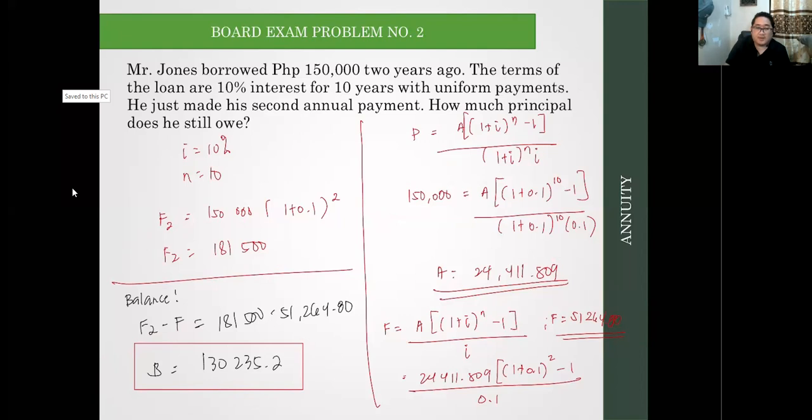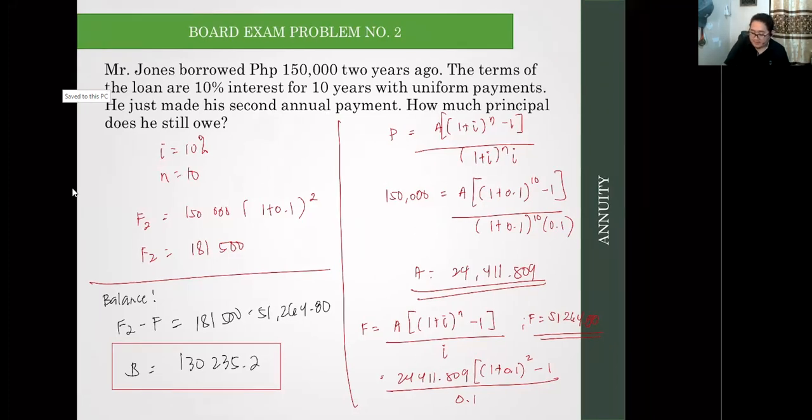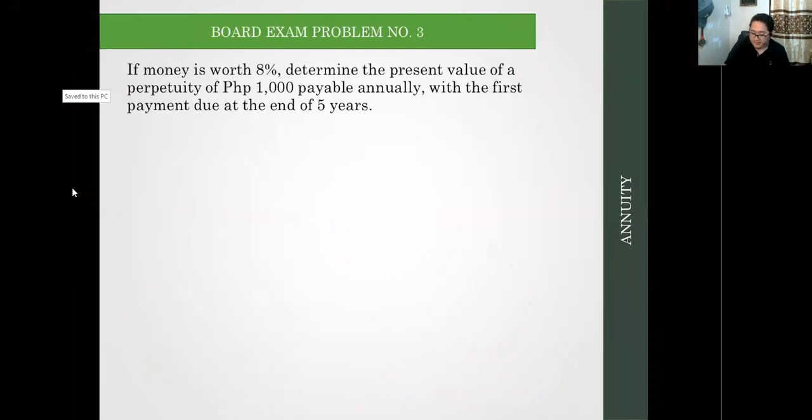Okay? Tama ba? The terms to loan 10%. Yes, tama na. Okay? And then another one. So if money is worth 8%, determine the present value of perpetuity of 1,000 payable annually with the first payment due at the end of 5 years.